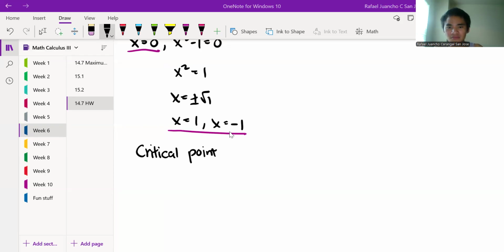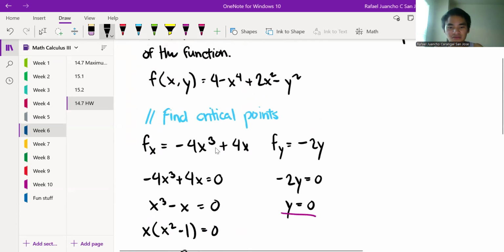Okay. Oh, my bad. Let me see. Yeah, x to the fourth, x squared. Okay, so we did get the partial derivatives correct, right?